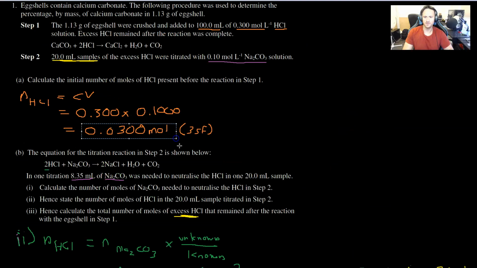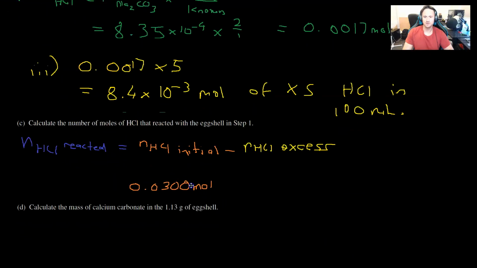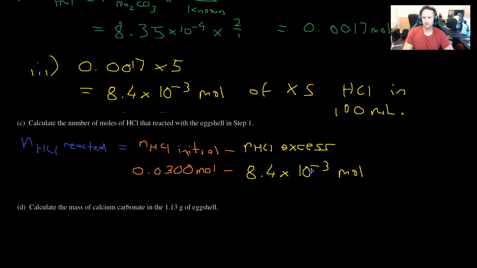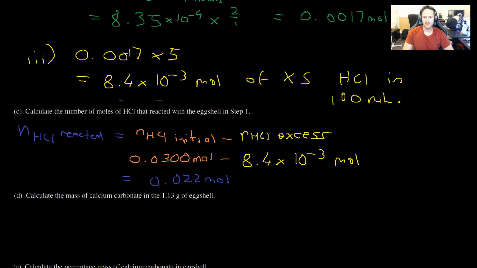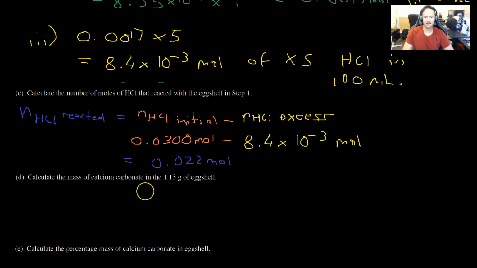So we'll grab this, take away this, and back to my blue, that gives us 0.022 mole. Okay, so from there, we calculate the mass of calcium carbonate in the 1.13 grams of eggshell.